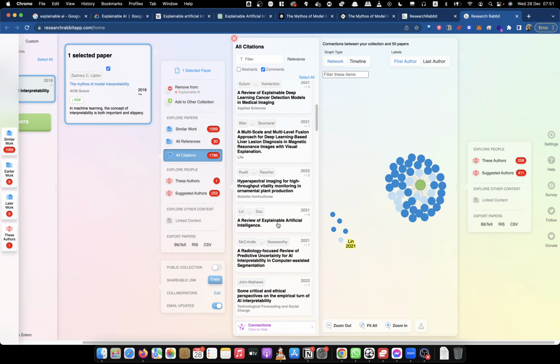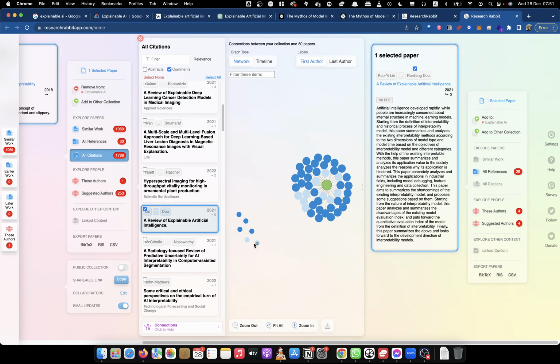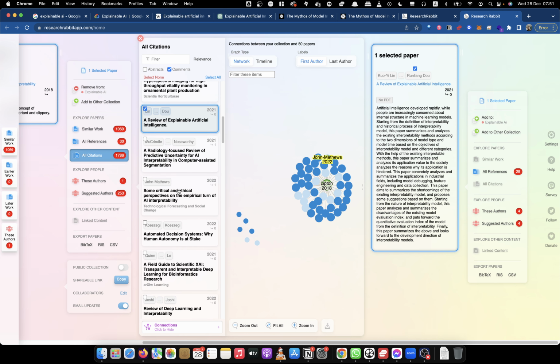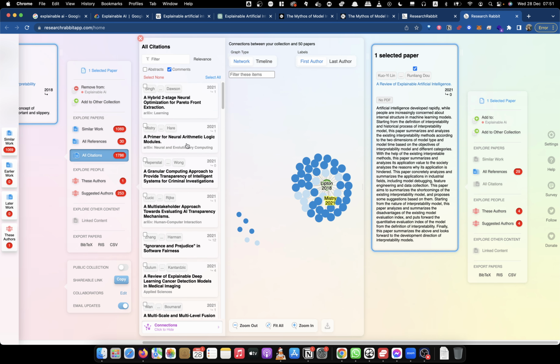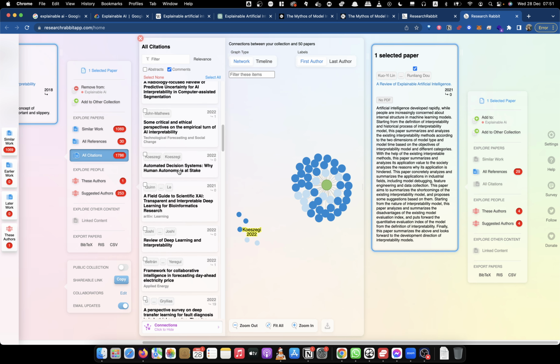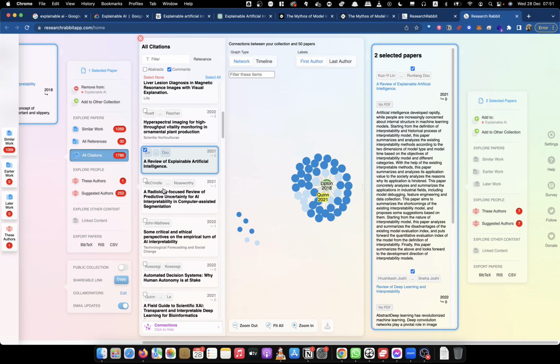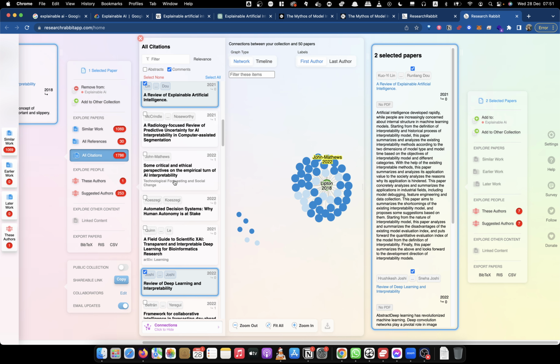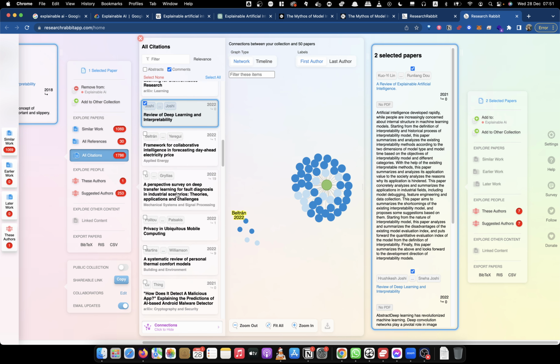But here you can see some good papers, meaning good in the sense of related to the topic, like review of explainable artificial intelligence. So likewise there are some papers which I think are relevant. Primer of neural arithmetic logic modules might not be very relevant. Likewise, you can pick your papers and get them into your site. So okay, I can pick papers, or you can pick everything and put it into your collection. So it's up to you.